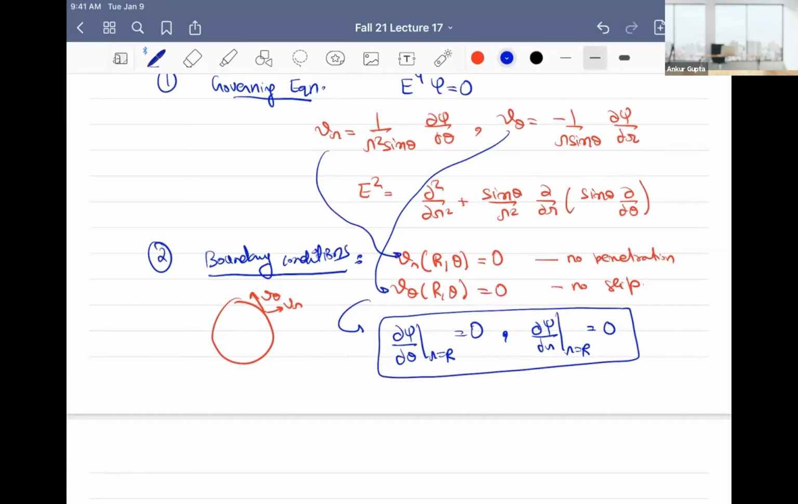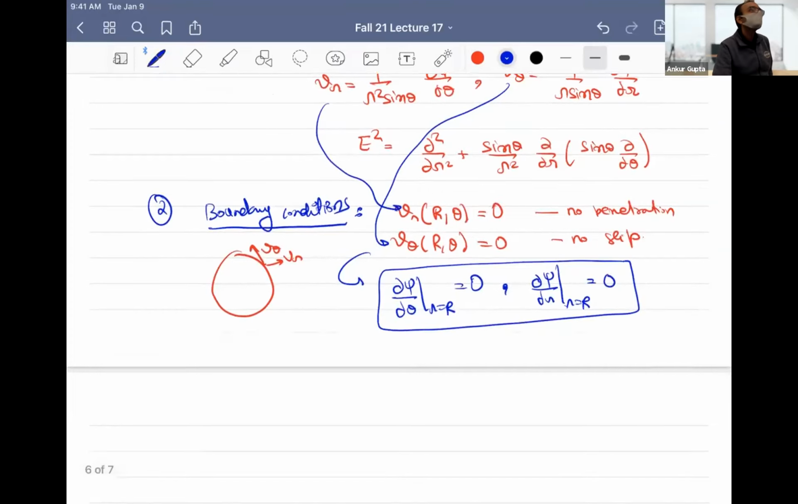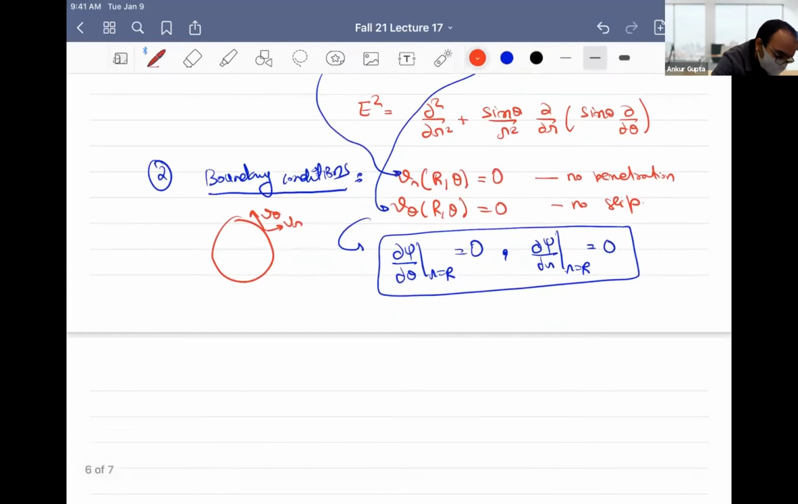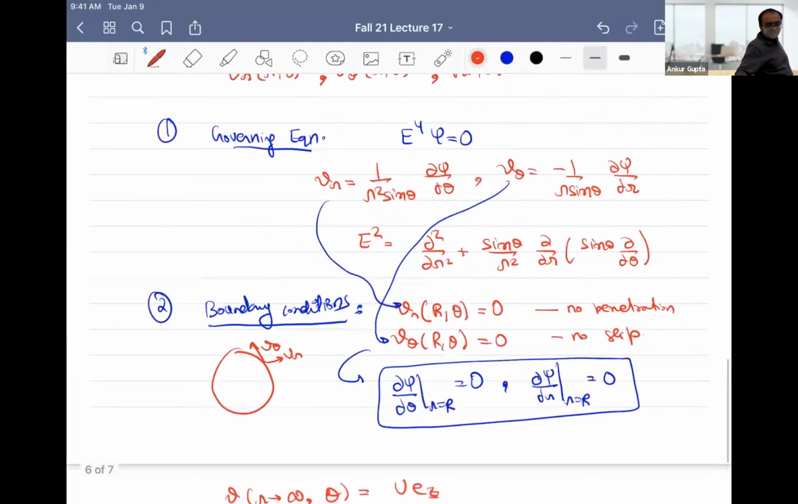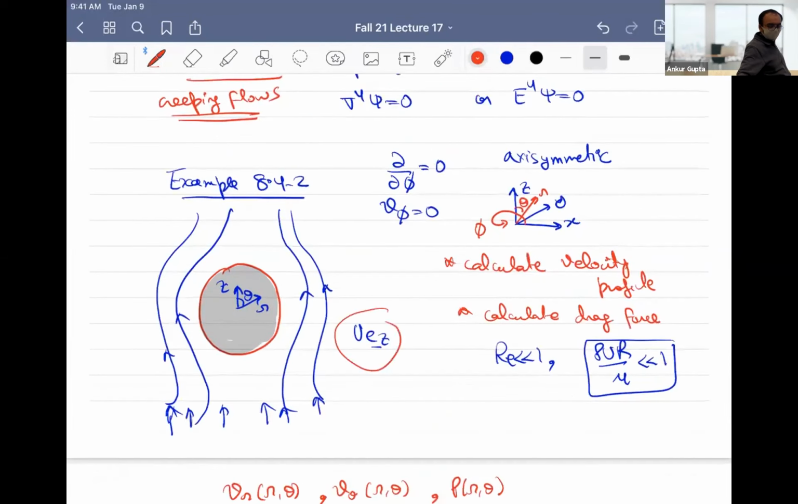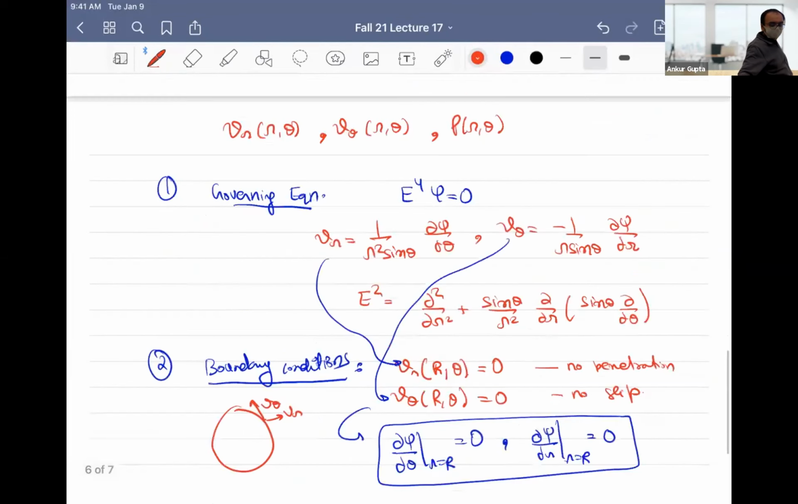Anybody have a question on this? All right, so we get two boundary conditions now, and the last boundary condition is what Ritu said, that we know the velocity far away. That's been given to us. That's U e_z. So velocity far away is U e_z, right? That's the velocity with which the fluid is coming over the sphere.